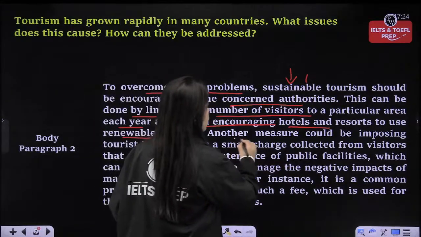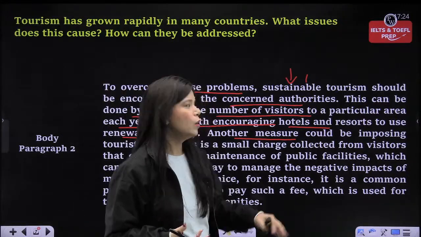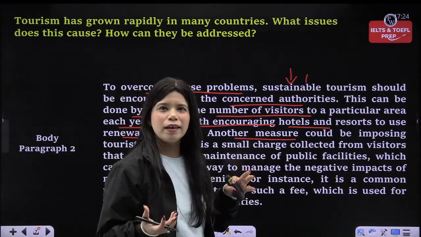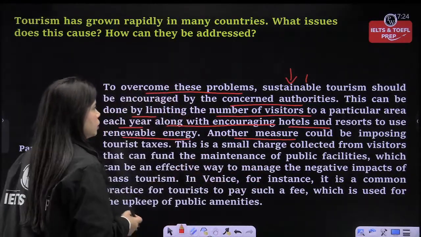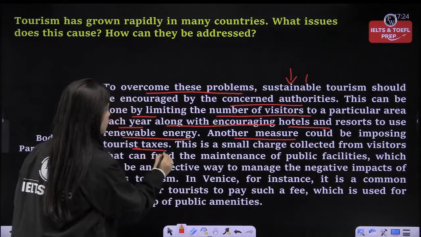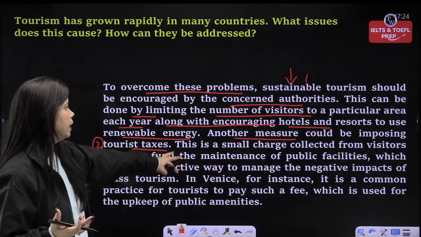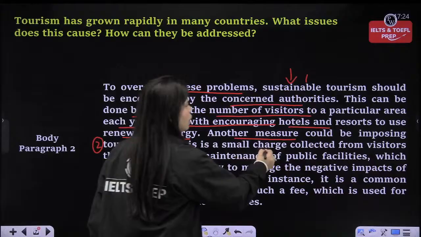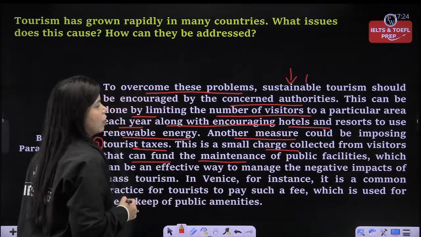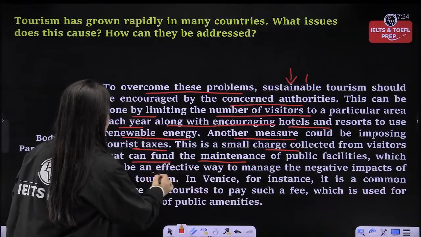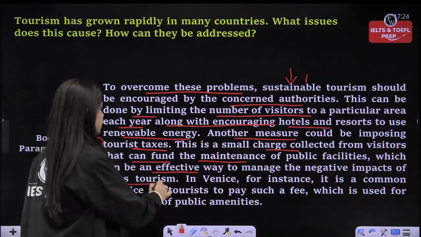Then comes my another solution, and see how I am introducing second idea with linkers such as besides. Here I have used another measure could be. So I'm saying another measure could be imposing tourist taxes. This is our idea number 2. How tourist taxes will help? Let's read it. This is a small charge collected from visitors that can fund the maintenance of public facilities, which can be an effective way to manage the negative impacts of mass tourism.